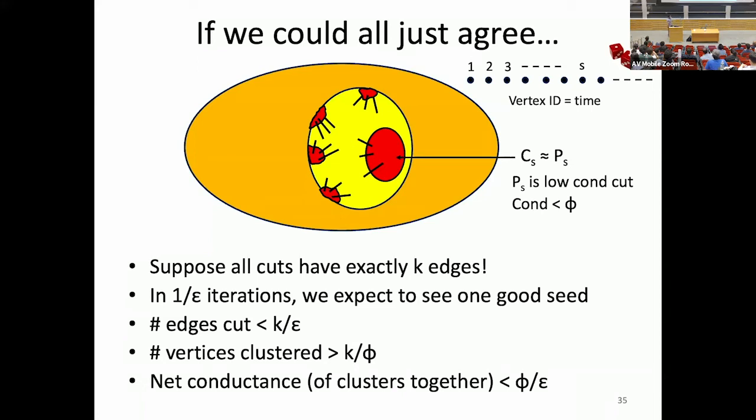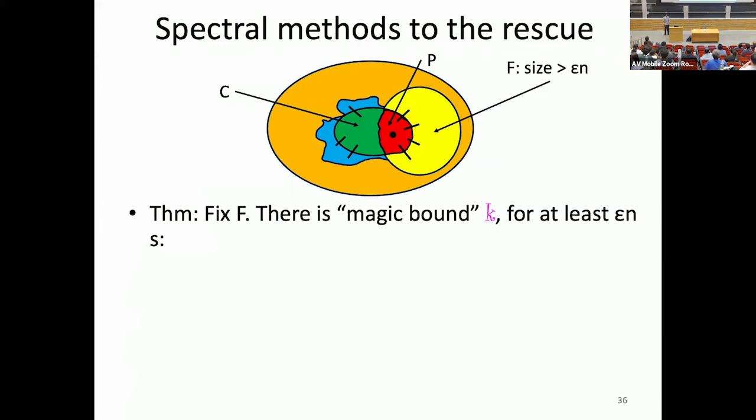And I'll cut to the punchline, which is the next slide. Actually, we show that you can actually get such a magical k. And this is where spectral methods come to the rescue. So this is a bit wordy, I'll go through it slowly. Let's fix this free set F, which is of size epsilon n. So assume everything else has been clustered so far. You've got this set of vertices which need to be partitioned.